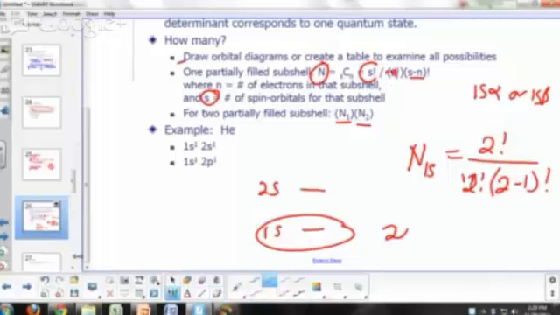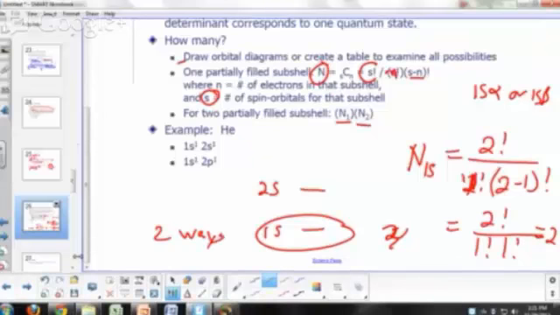Okay, so that's s factorial divided by n factorial times s minus n factorial, so 2 factorial divided by 1 factorial times 1 factorial. That's equal to 2. There's 2 ways. It's either spin up or spin down. You have 1 electron, and that electron can either be spin up or spin down. So n1s is 2 ways.